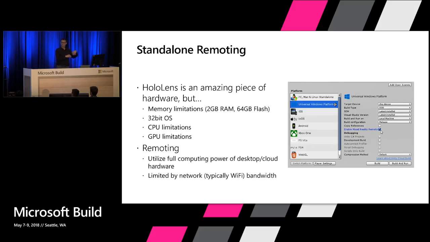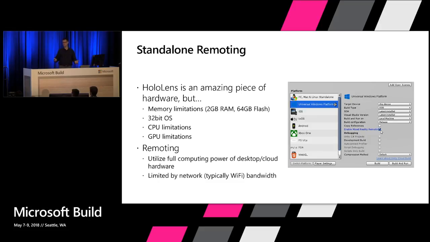But what if you wanted to be able to take advantage of the same sort of connectivity you get from connecting to the HoloLens from the editor and running your application from your standalone application? In other words, what if you wanted to use the full power of a desktop computer on the HoloLens? So in 2018.2 of Unity, we're allowing you to do just that.